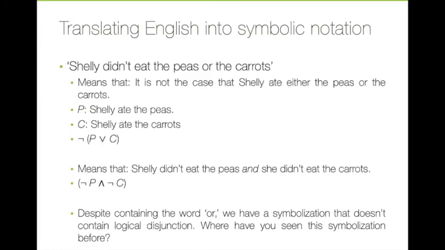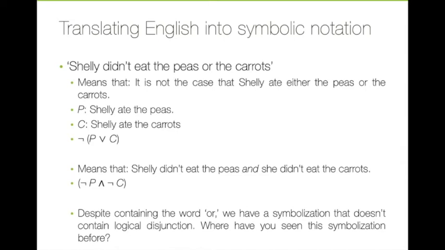So if you see the statement, Shelley didn't eat the peas or the carrots, that means it's not the case that Shelley ate either the peas or the carrots. So we know again that we have two simple statements involved. There's Shelley ate the peas and Shelley ate the carrots. And this here is a denial of the disjunction.